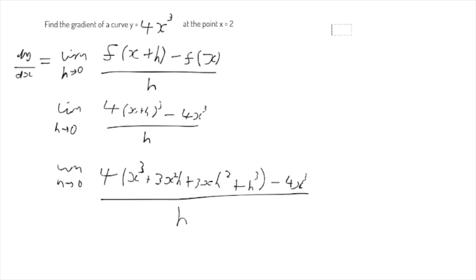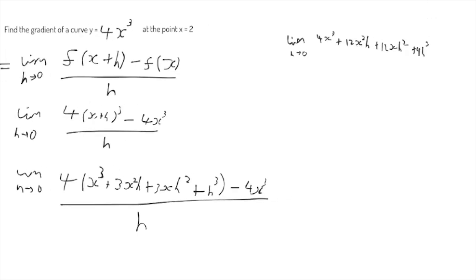Working from the top up here now, we can simplify further. That gives us the limit as h goes to 0 of 4x cubed plus 12x squared h plus 12x h squared plus 4h cubed, minus 4x cubed, all divided by h.